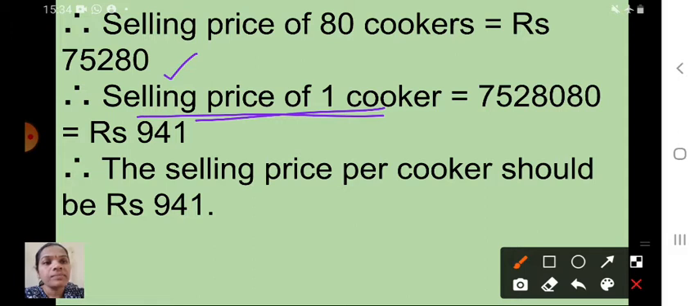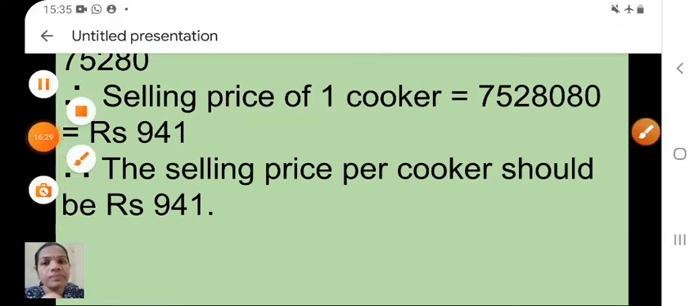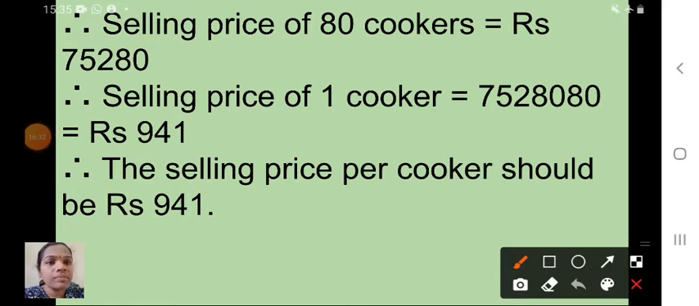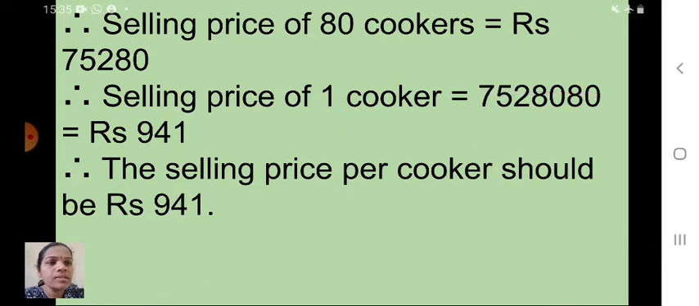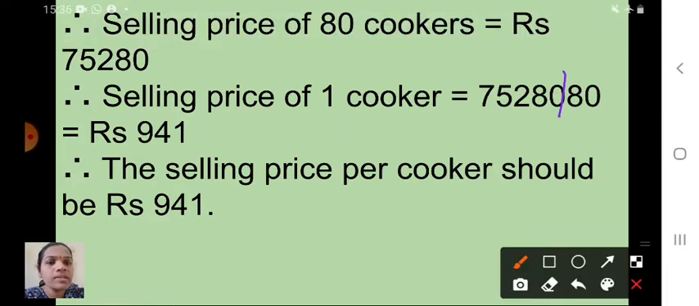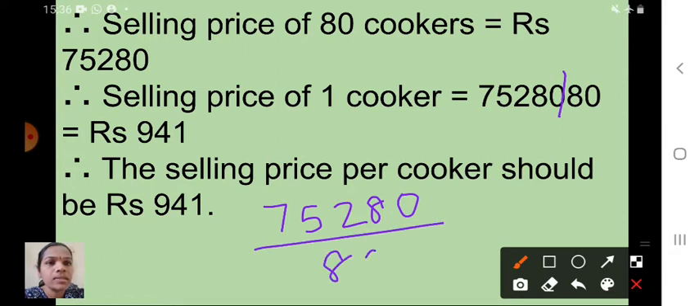Children see here, for this what we have to do? So children, selling price of one cooker we have to find. See here children, this is wrong. See here, that means here slash will come. Okay, that means 75,280 rupees upon 80. So selling price of one cooker we have to find. For that, what will come here children? 75,280 rupees upon 80. That means divided by 80.